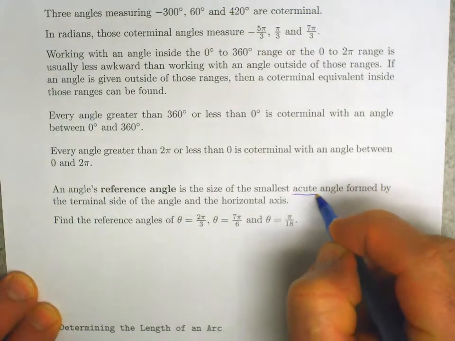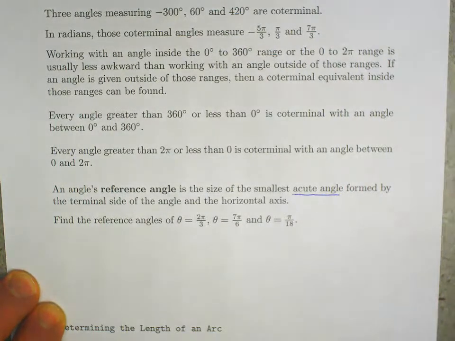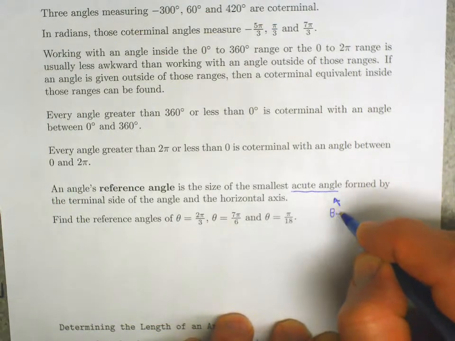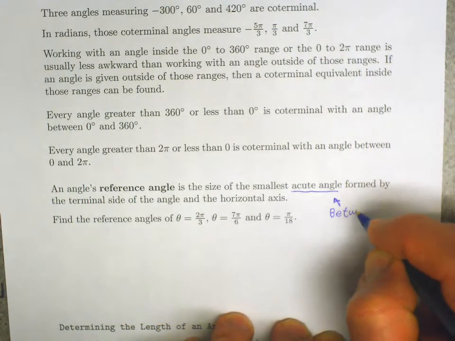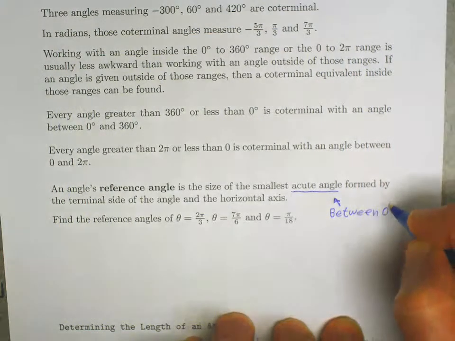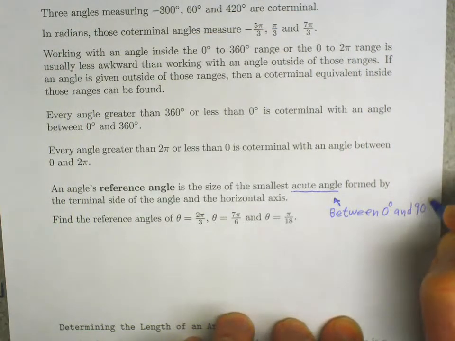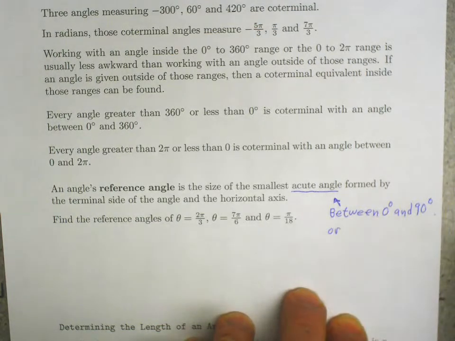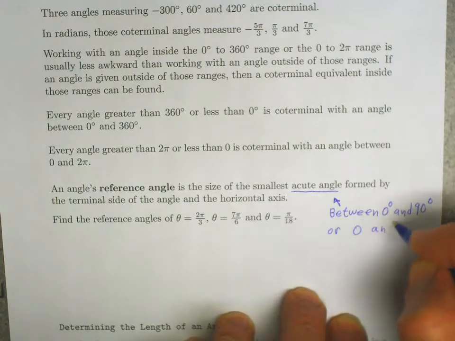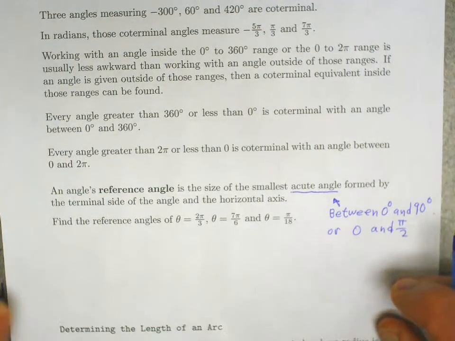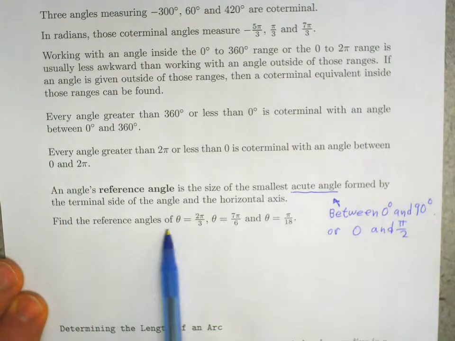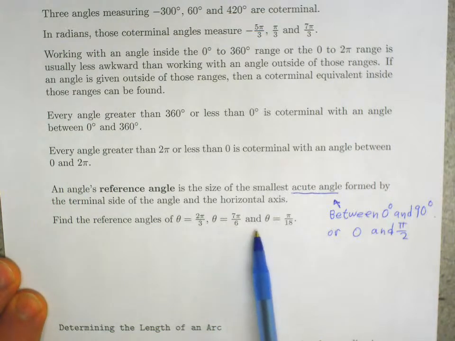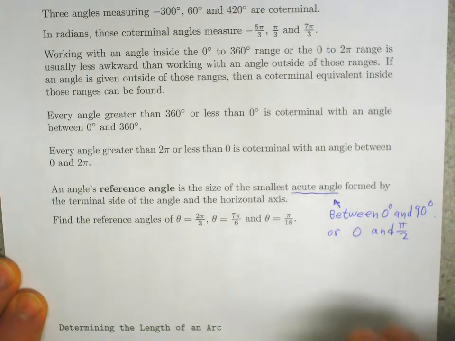So, an acute angle is between 0 degrees and 90 degrees. Equivalently, we could say between 0 radians and pi over 2 radians. Okay, so let's find the reference angles of theta equals 2 pi over 3, theta equals 7 pi over 6, and theta equals pi over 18.